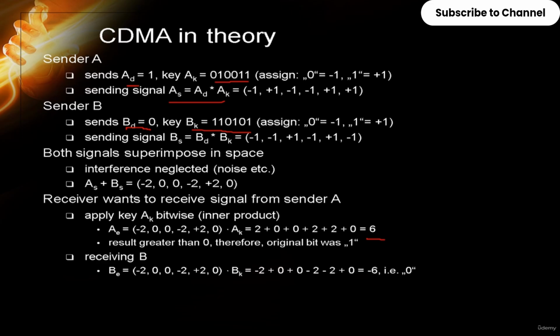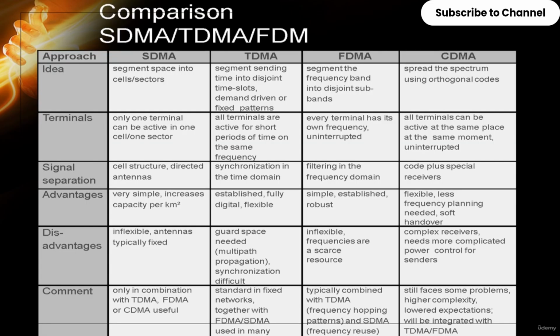Similarly, for receiving B, we take this received value and take the dot product with BK. When you do the inner product, -2 dot 1 gives -2, and then if you do the addition you get the value -6. So both, that is sender A's signal and sender B's signal, are separable. Both are having the final value of 0 for the other sender. Likewise, the communication is happening.